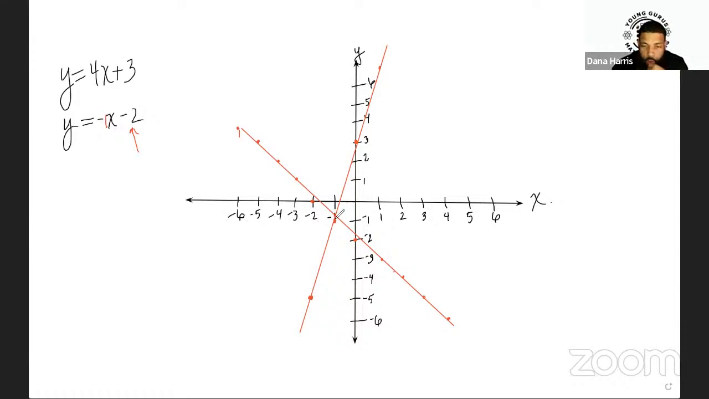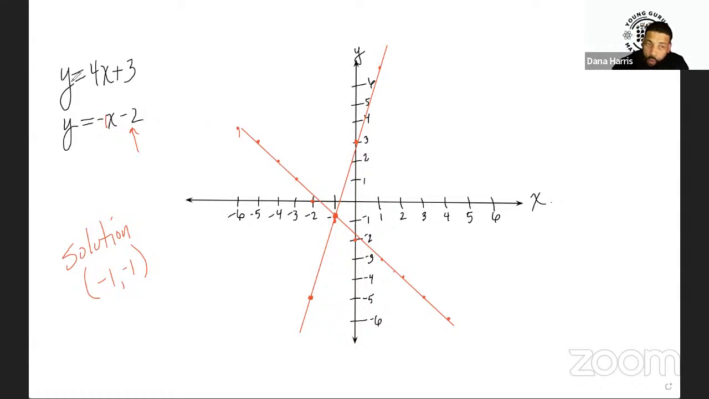So this is what we're looking for. Where do those two lines intersect? Once again, my graph is off, but it should be negative 1, negative 1, right? So the solution is negative 1, negative 1. How do we know if this is the correct solution? Well, based upon the graph, right?